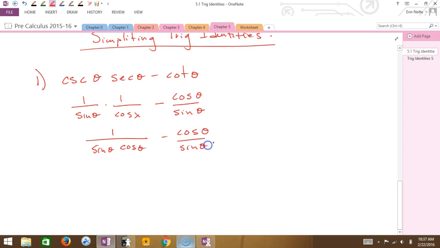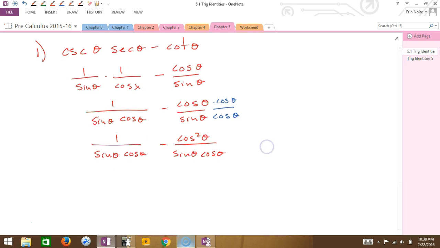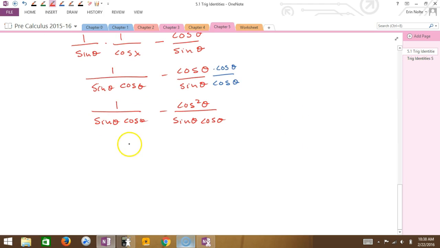There we go. So now, common denominator, still the same, right? It's sine, cosine. So my second fraction needs what? Cosine. So I'm going to multiply the top and the bottom by cosine. At this point I have 1 over sine cosine, minus, what is cosine times cosine? Cosine squared, very good, over sine times cosine. Now that I have a common denominator, what can I do? Subtract the tops, right? The whole point was to squeeze it together. So on the top I now have 1 minus cosine squared over the common denominator.